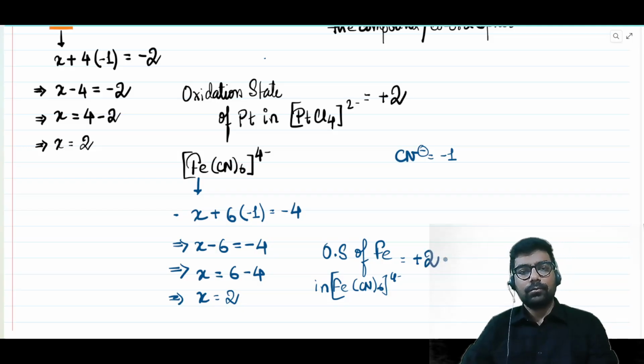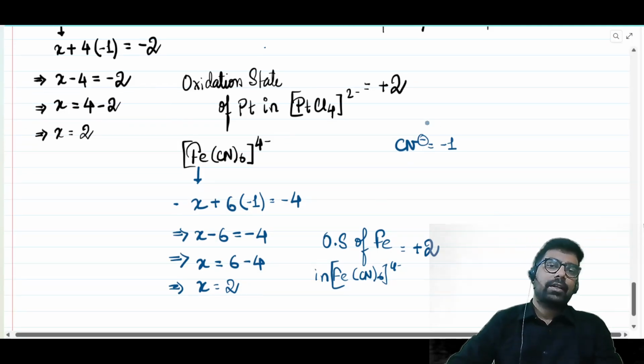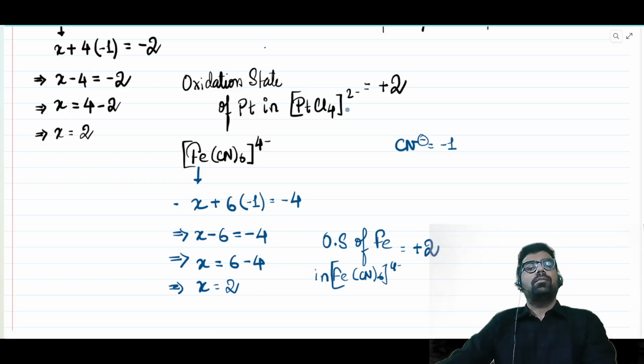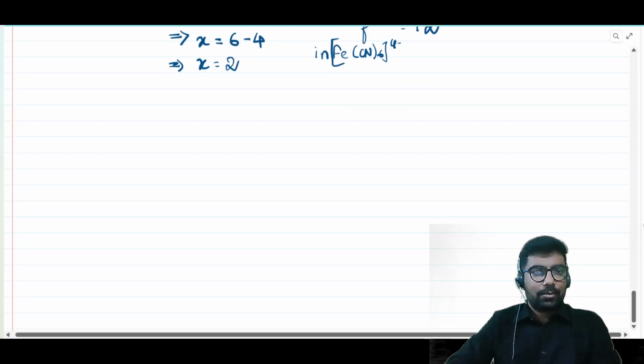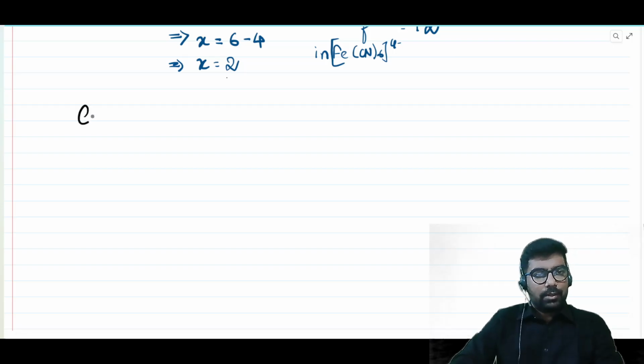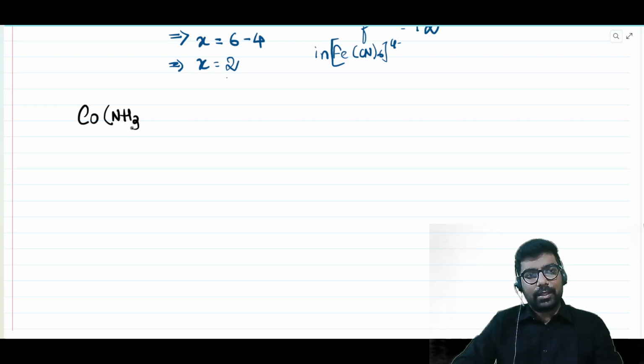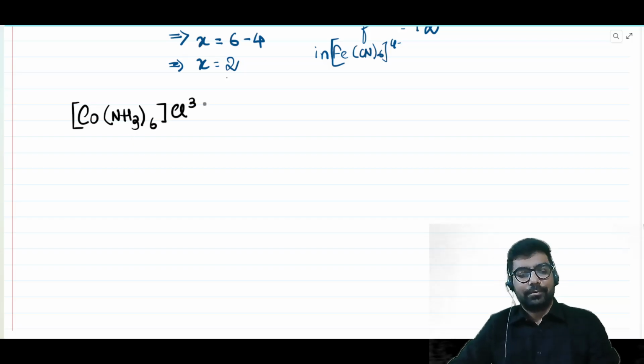Okay. Now both of these we have taken were basically ions because there is an overall charge. Now let's take a molecule and find out the oxidation state. Let's take up one molecule and find out what the oxidation state will be. Let's say we have something like this, [Co(NH3)6]Cl3. Sorry, my bad.